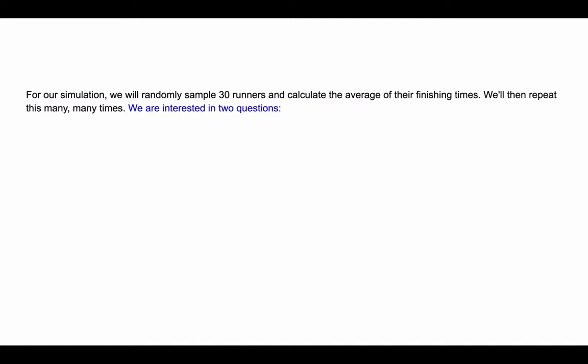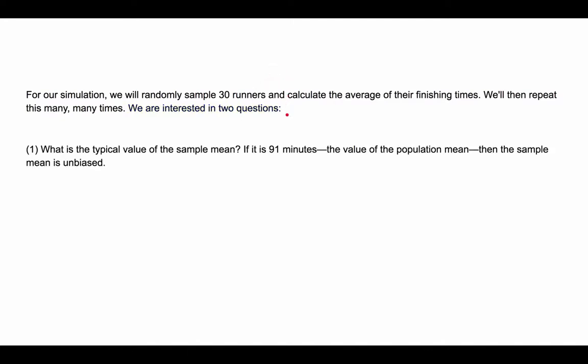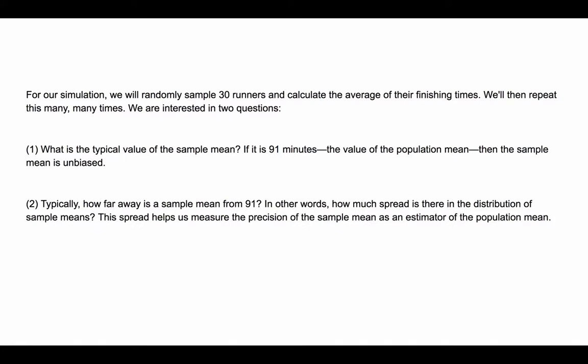If we do this, we're going to be interested in two questions. One, what is the typical value of the sample mean? In other words, when we draw 30 people at random and calculate the mean running time, what do we typically get? Are we getting 91 or numbers very close to 91? If we are getting numbers really close to 91, then our sample mean is unbiased. Two, typically how far away is the sample mean from 91? In other words, how much spread is there in the distribution of sample means? The spread helps us measure the precision of the sample mean as an estimator of the population mean.